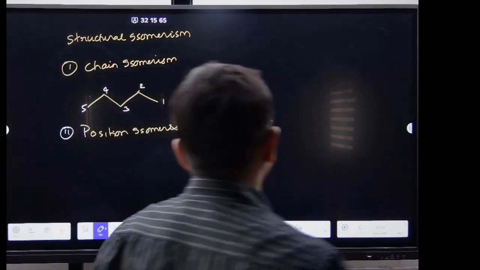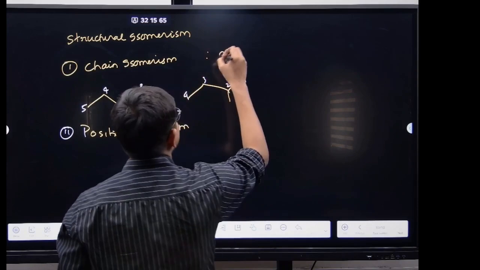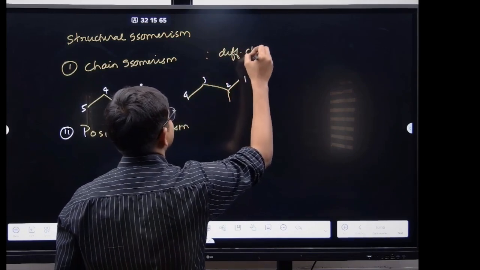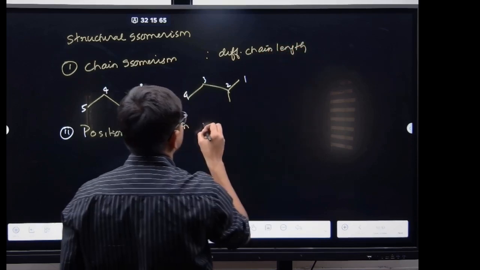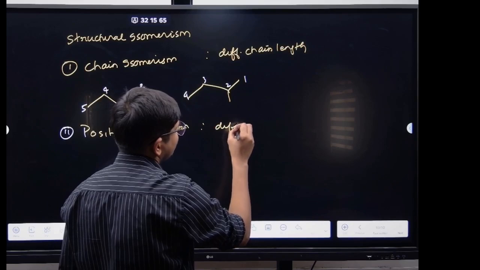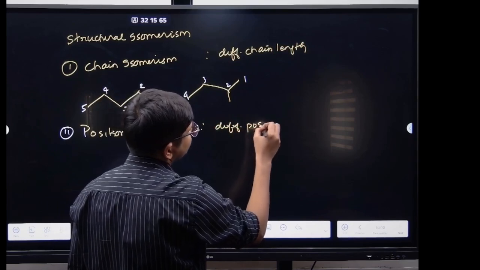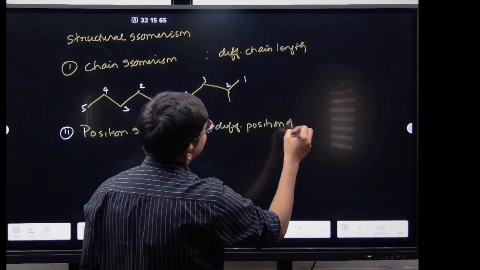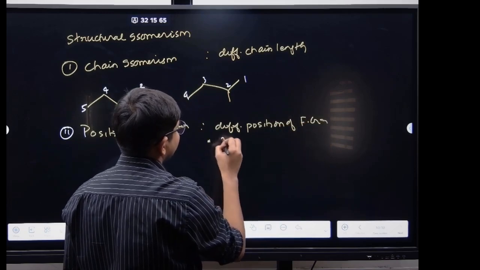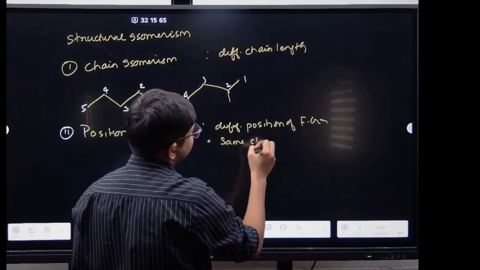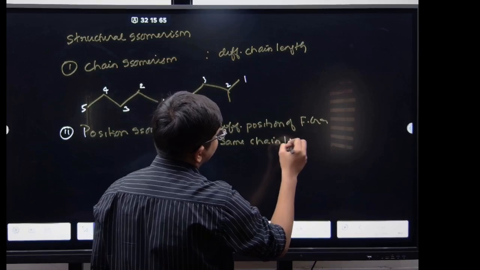Chain length will be the same here. In the previous case, you had different chain length. Here you will have a different position of functional group, and you will have the same chain length.